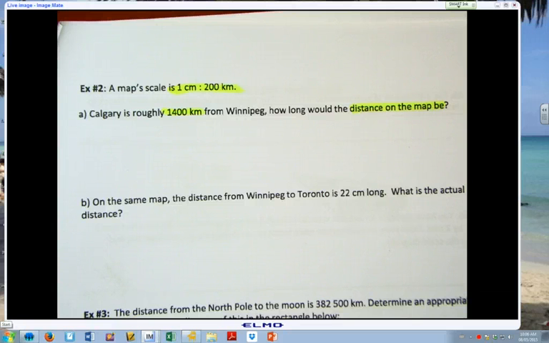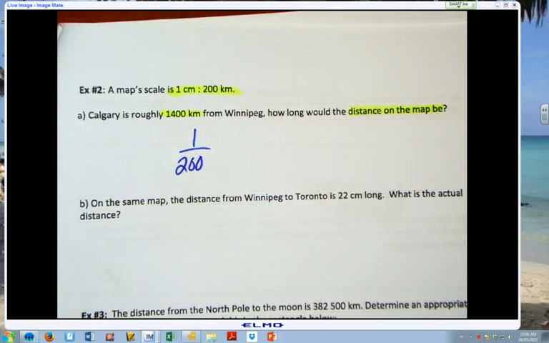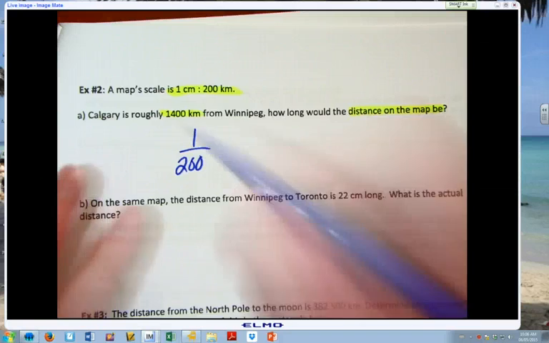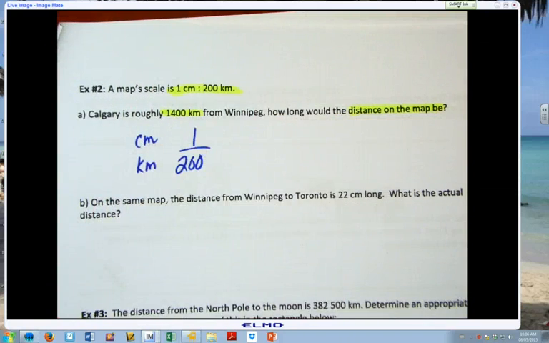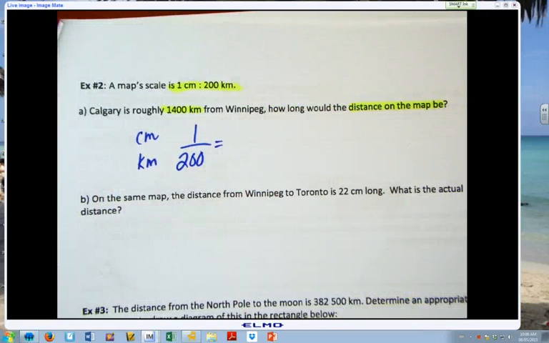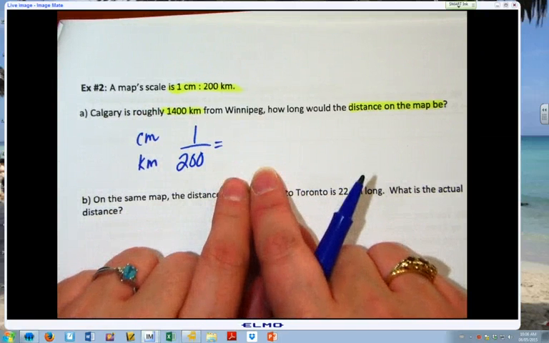Show me, prove it. So we're going to start with the ratio, 1 over 200. And again, off to the side, I like just to write what the unit is because sometimes that makes it a little bit easier to set up the second fraction. Now last time we put the number on the top, but we're not going to do that this time. We're going to put the number on the bottom.